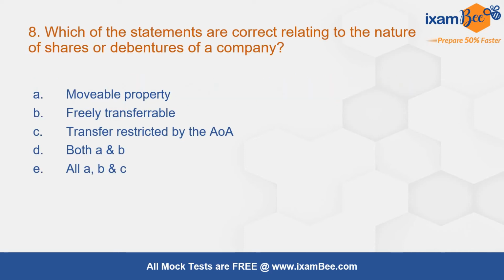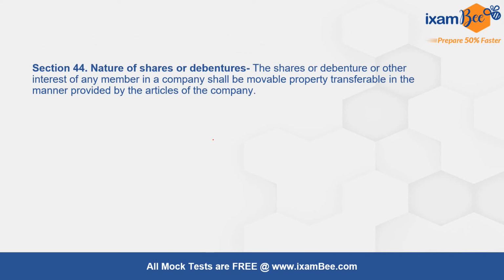Question number 8. Which of the statements are correct relating to the nature of shares or debentures of a company? The correct answer is both A and B. The shares are movable property and they are freely transferable. Their transfer is not restricted by the Articles of Association. This is given under section number 44, nature of shares and debentures.